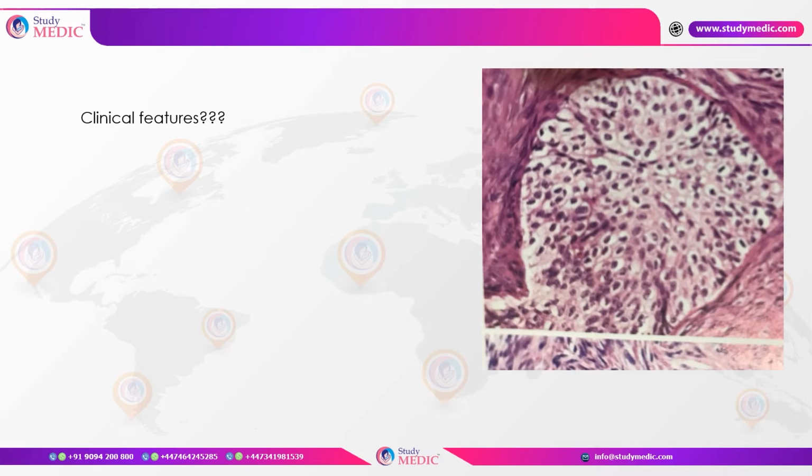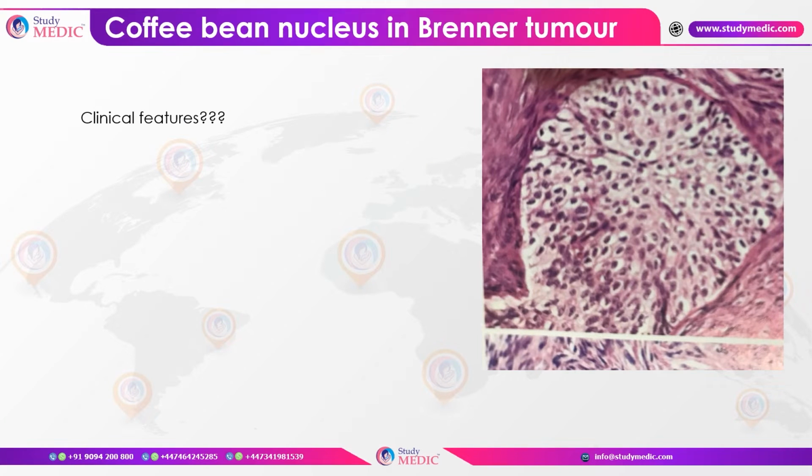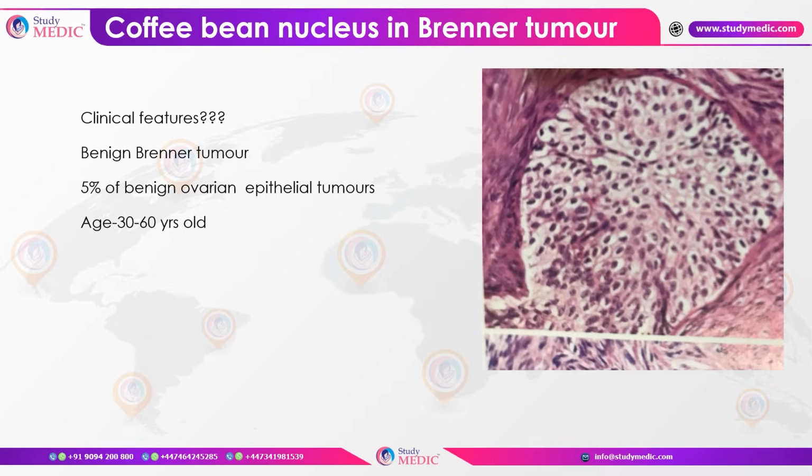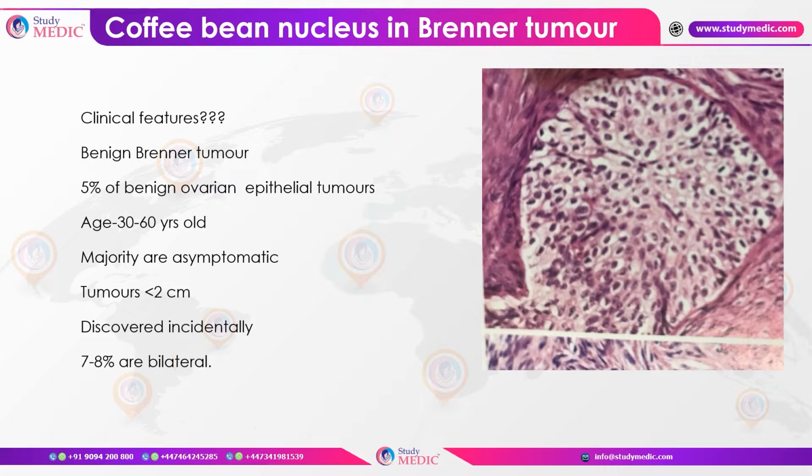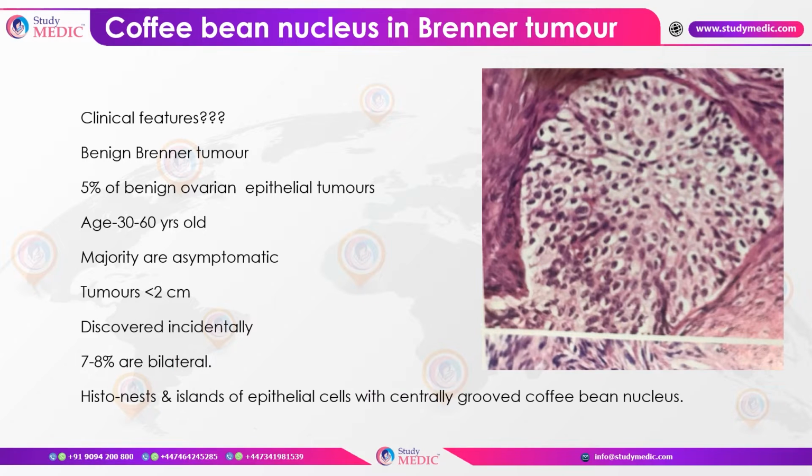Now what is this? So this is typically a coffee bean nucleus that is seen in Brenner tumor. Now Brenner tumors are basically benign. They constitute 5% of benign ovarian epithelial tumors. The age at presentation is a very wide range, 30 to 60 years old. Majority are asymptomatic, very small tumors, less than 2 centimeters, and they are discovered incidentally. 7 to 8% of them are bilateral, and the histology that you could see is nests and islands of epithelial cells with a centrally grooved coffee bean nucleus.